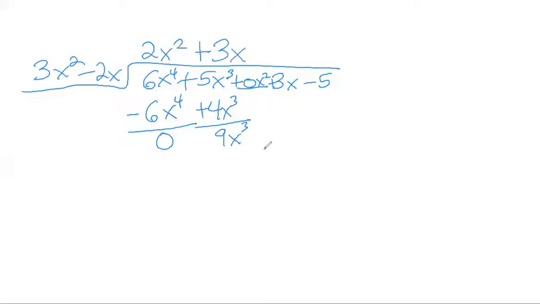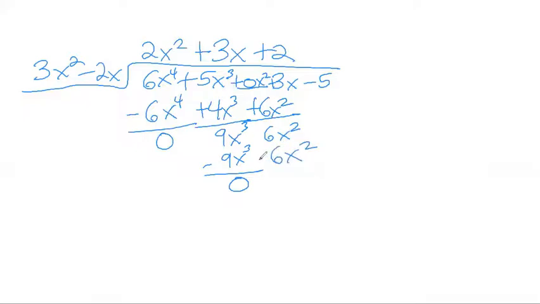And then how many times is 3x squared going into 9x cubed? Well, that's going to have to be 3x. 3x squared times 3x is 9x to the third. So take the opposite. That gives you 0. Negative 2x times 3x is negative 6x squared. And take the opposite, positive. Well, 0x squared plus 6x squared is just going to stay 6x squared.